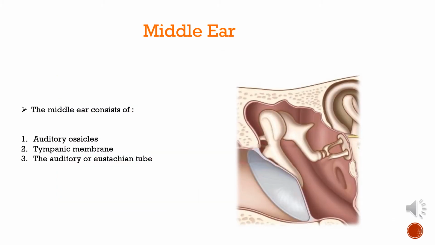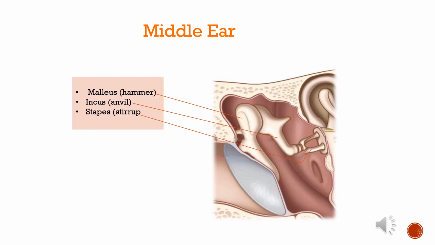The middle ear consists of these structures, which are the auditory ossicles, the three smallest bones in the body, connecting the eardrum to the inner ear, the tympanic membrane, and the auditory or eustachian tube. The auditory ossicles are named for their shape: malleus resembles a hammer, incus resembles an anvil, and stapes resembles a stirrup.